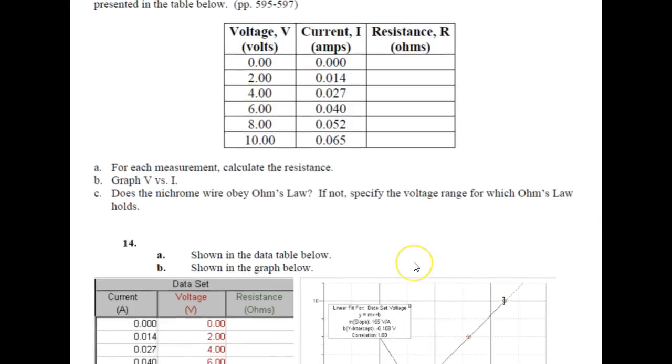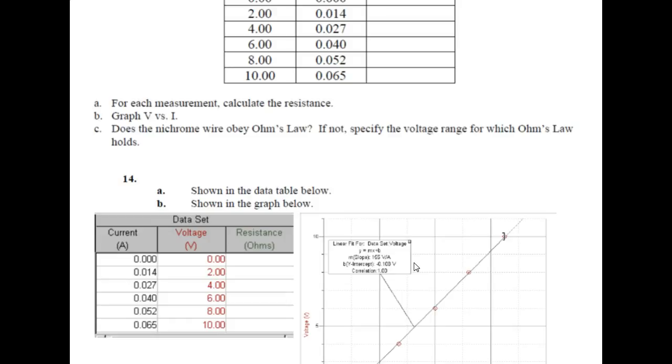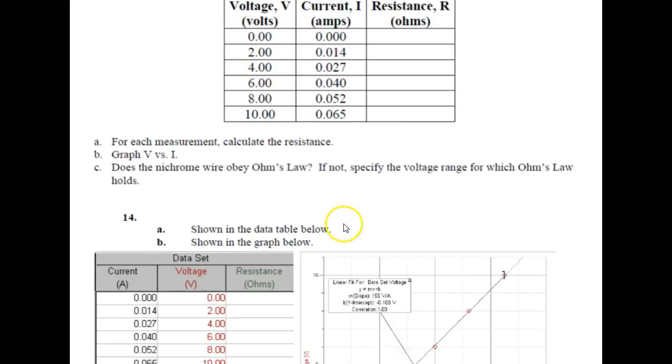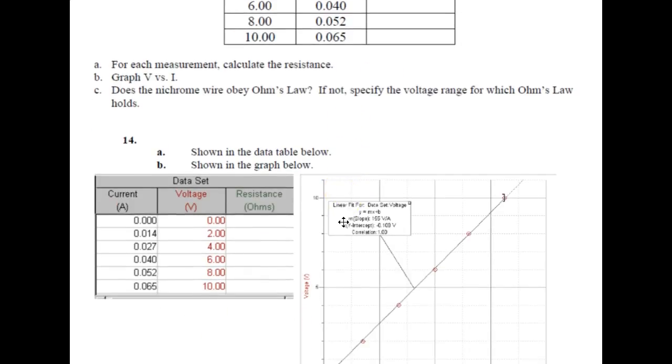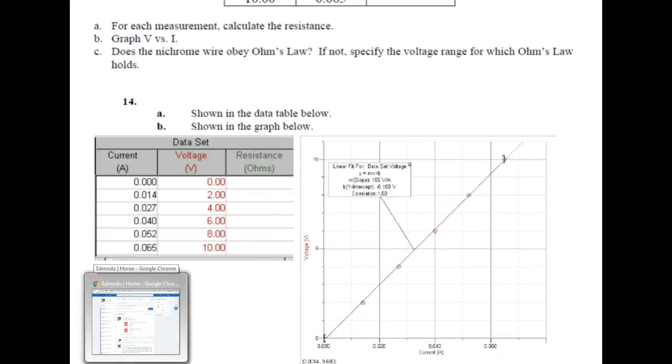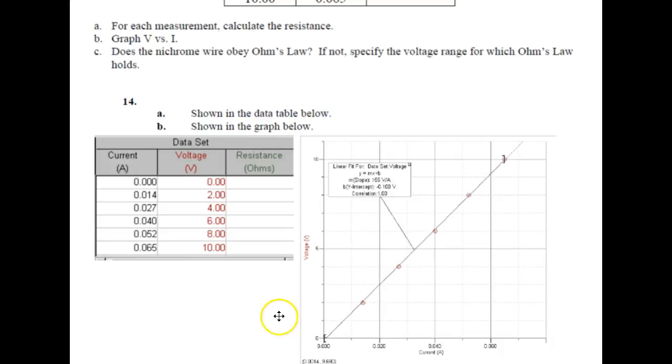Okay, so for A, you're going to take R equals V divided by I. To get all these values, use Ohm's law, R equals V divided by I. My values are not shown in the table, but they are shown on the graph. So just make sure that your corresponding resistances match up to the values that you would see on the graph there. Okay?